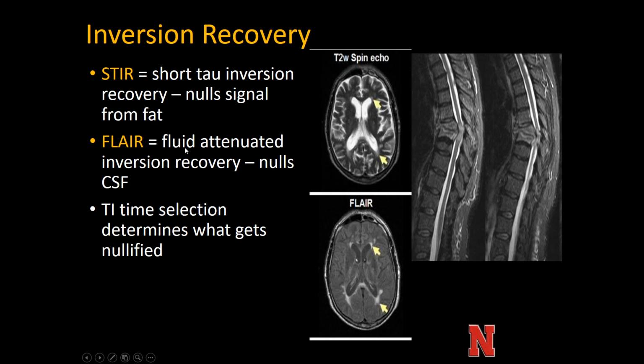FLAIR is fluid attenuated inversion recovery sequence, that nulls CSF. So a FLAIR sequence in the brain. You can see that there are high FLAIR signal changes in the periventricular white matter. Easier to see here because all the CSF signal is nullified.